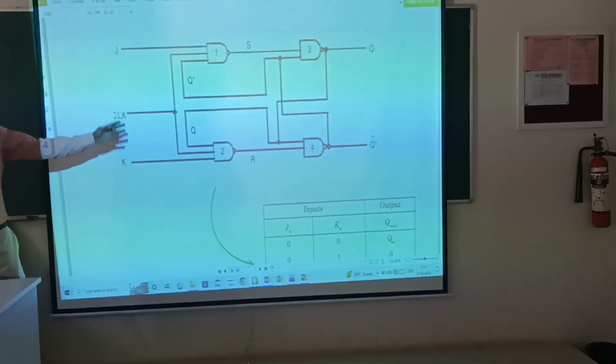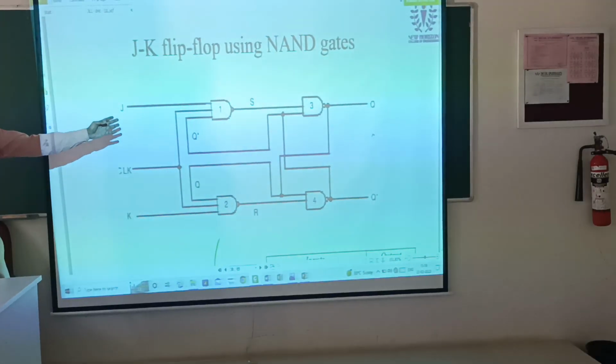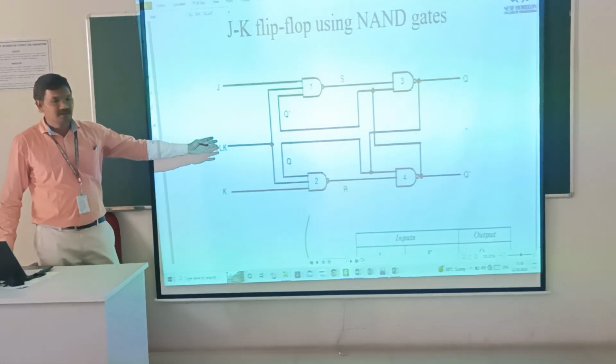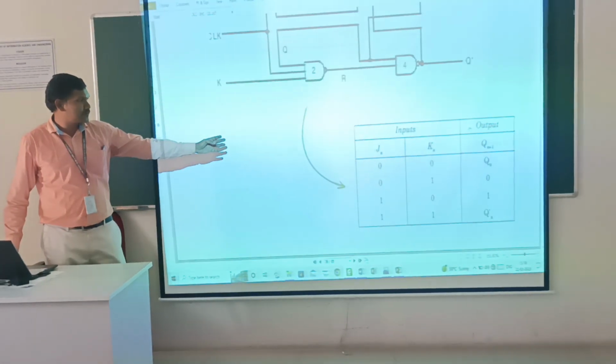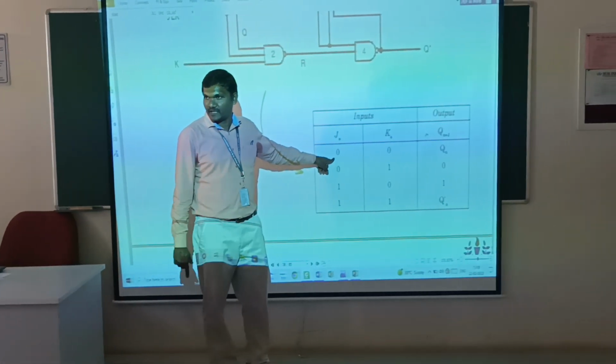We can also design the JK flip-flop using the NAND gate, and this particular diagram indicates the same. Let us look into the truth table. So the first case, which will be quite similar to that of the SR flip-flop.